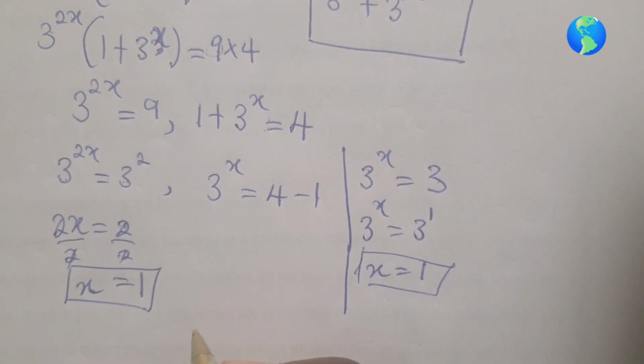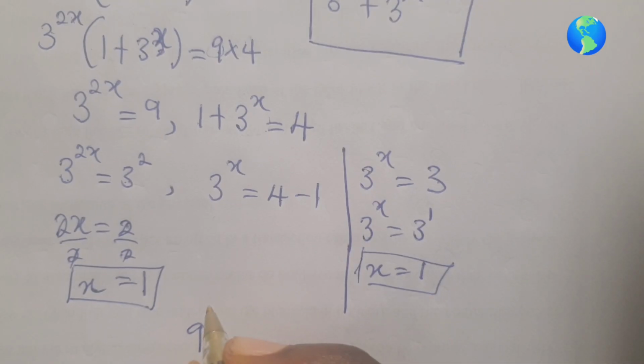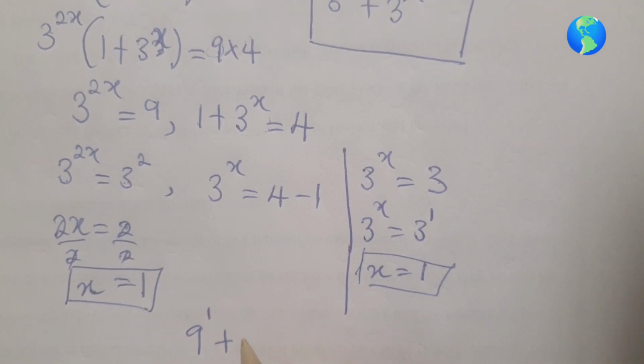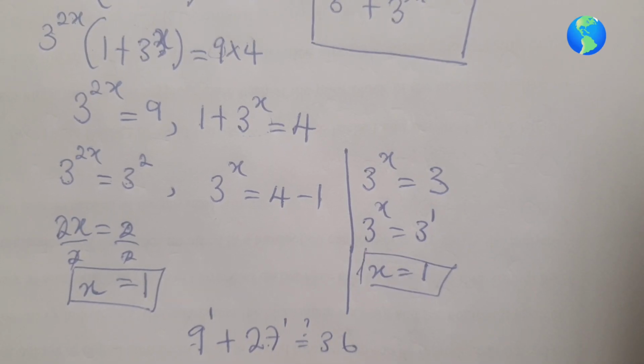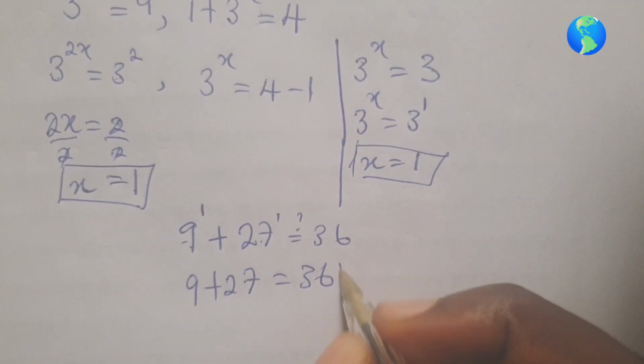We can substitute and check. This is 9 power 1 plus 27 power 1. Is it going to give us 36? I believe yes. If you just add up this is 9 plus 27, which is 36, and checked.